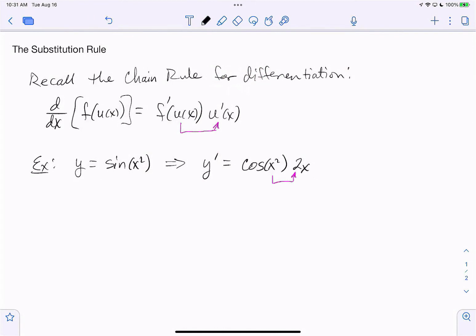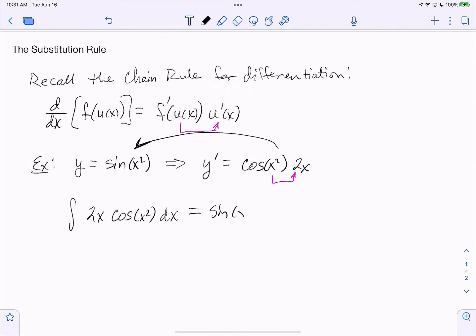We've seen how integration is the inverse of differentiation. So if I need to integrate, and I'm going to make this an indefinite integral, 2x times the cosine of x squared dx, I know the answer is going to be the sine of x squared, plus, of course, our constant of integration. This reversal of the chain rule is what we're going to call the substitution rule.